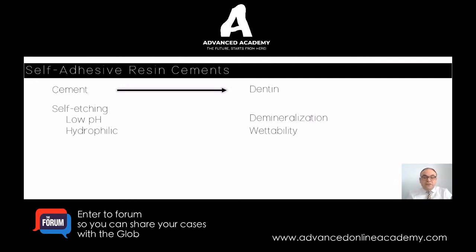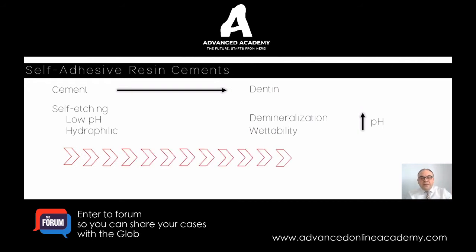Okay, so that's how the self-adhesive works. When the cement hits the tooth structure, the tooth will raise the pH back to its normal level. So the initial pH was low. It enhanced the demineralization process. That's all we want it to do. We want the tooth to neutralize the pH, and therefore this system will lead to a low pH environment that enhances the bond strength to the tooth structure.